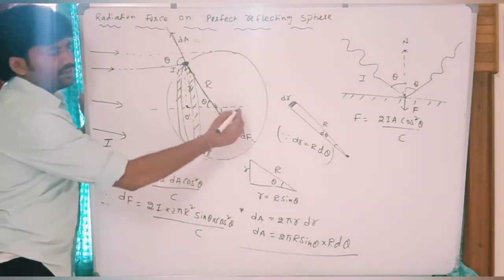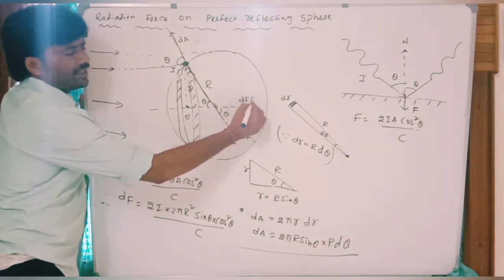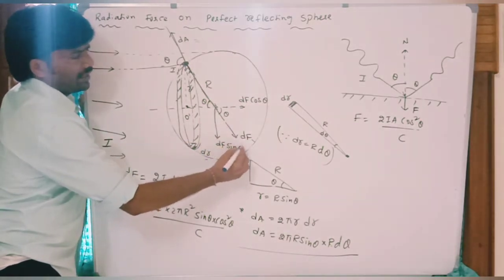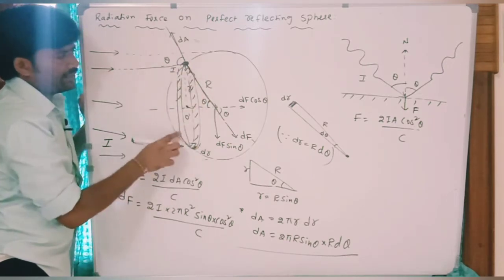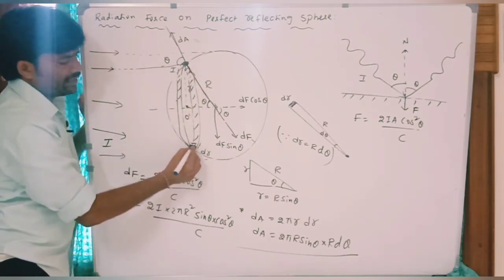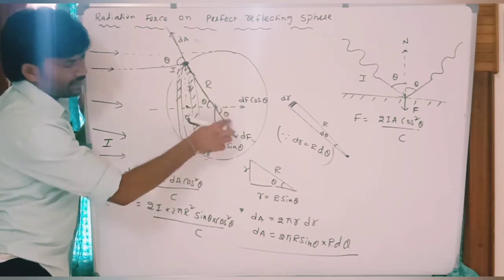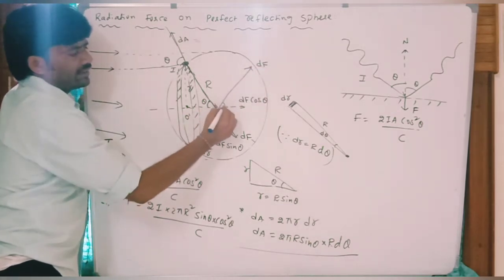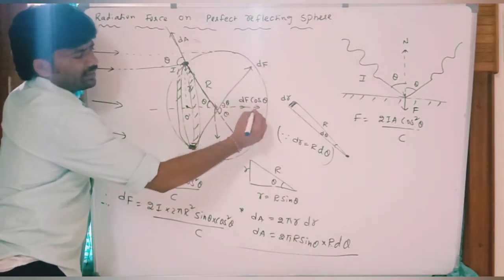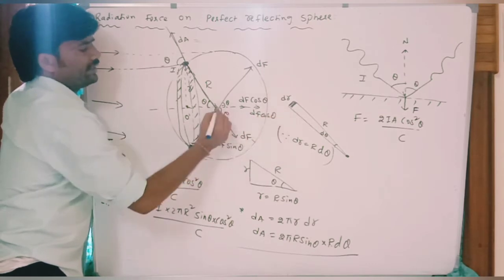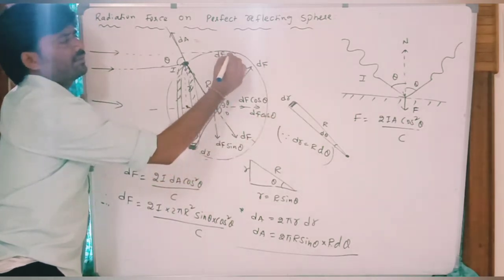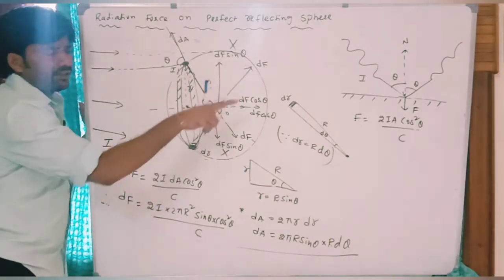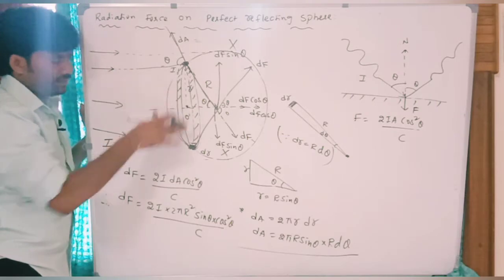You can resolve this dF into components. Its component in this direction is dF cos theta, and in this direction dF sin theta. For every part of this strip, there is a symmetric part in the diametrically opposite direction. This part will experience a similar kind of force, directed like this, dF, and this is also theta. Its component in this direction is dF cos theta, and in this direction dF sin theta. All sin theta components cancel each other, and the cos theta components add, by vector addition, to give the net force.